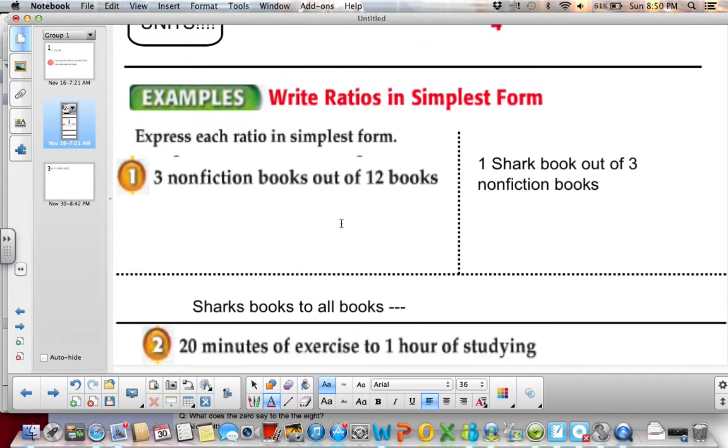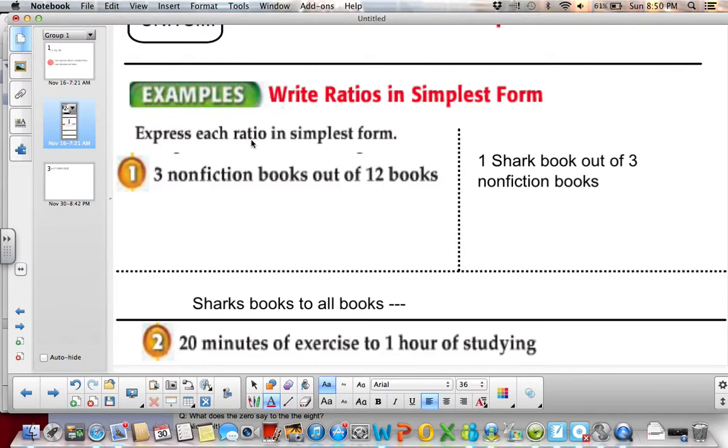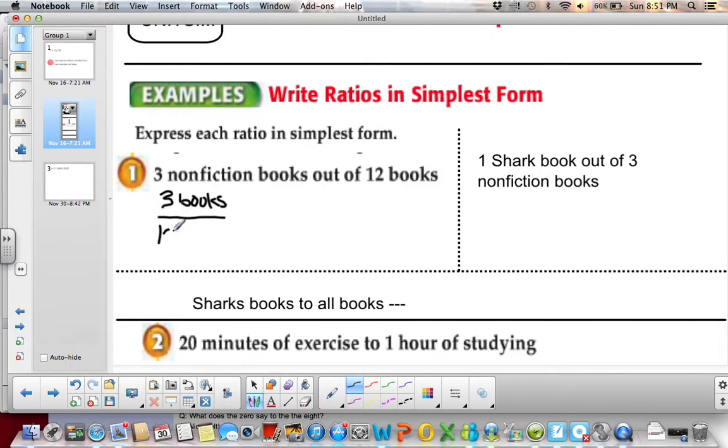Okay, so how do we write ratios and how do we write them in simplest form? So if we're given this ratio, 3 nonfiction books out of 12 books, even though these are nonfiction books, it's still the same unit. We're still talking about books. So we would write this as 3 books over 12 books. Now remember, I could write it as 3 to 12, but because we want to write it in simplest form, the easiest way is to write it as a fraction. So we have 3 books out of 12 books.